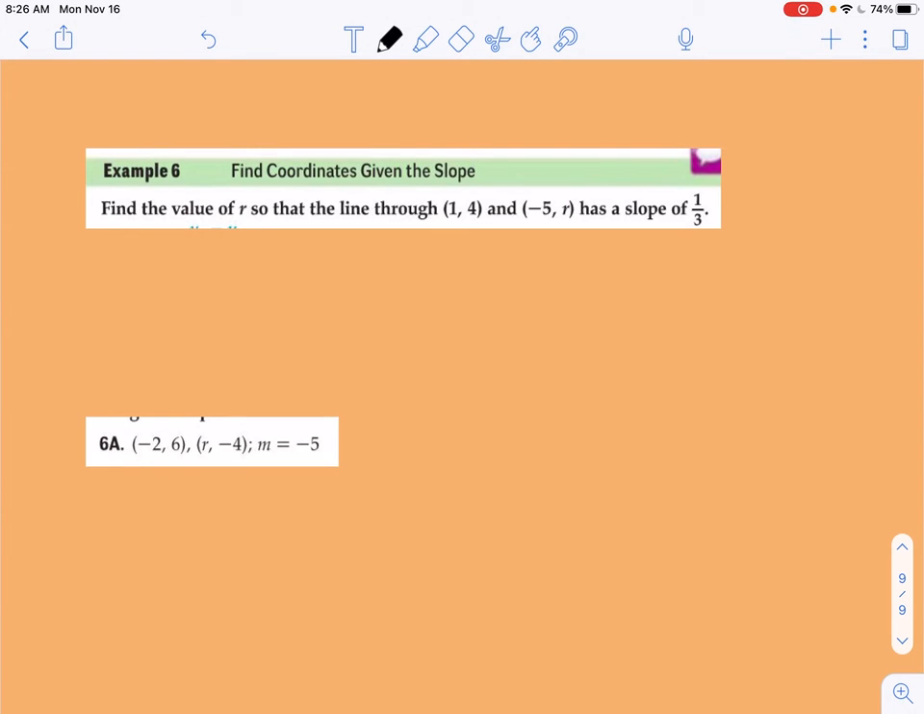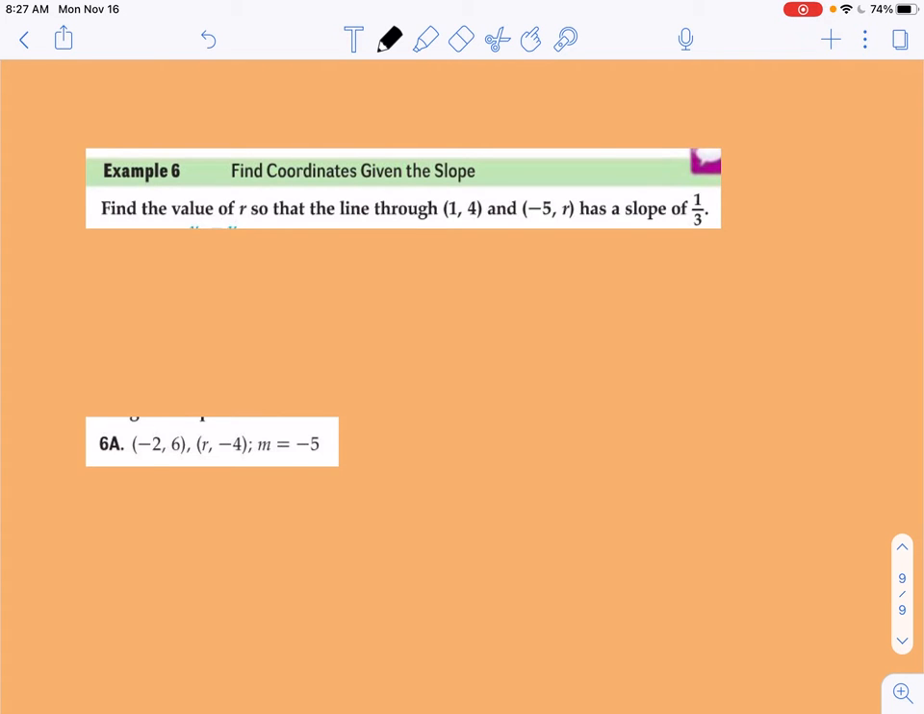Hello, for this last video, we are going to look at how to find coordinates if they give us the slope. So what they're going to do is give you two coordinates, except that one of the points within the two coordinates is missing. And so we're going to use what we know about the slope formula to try to find out what that missing point is. And in this case, they usually use r as it.